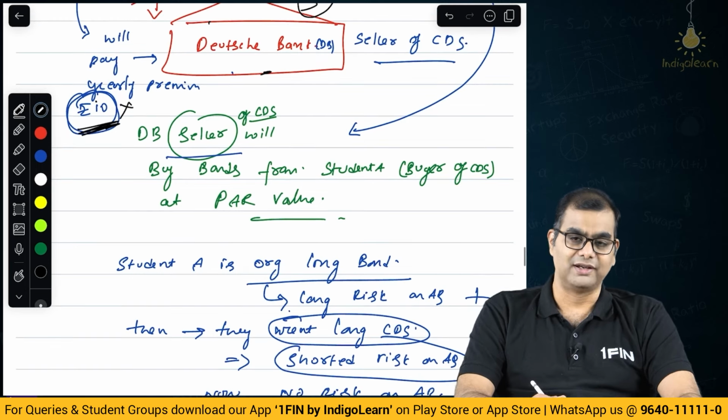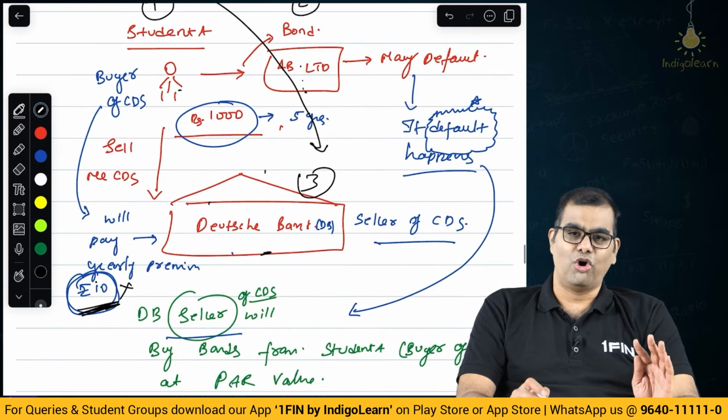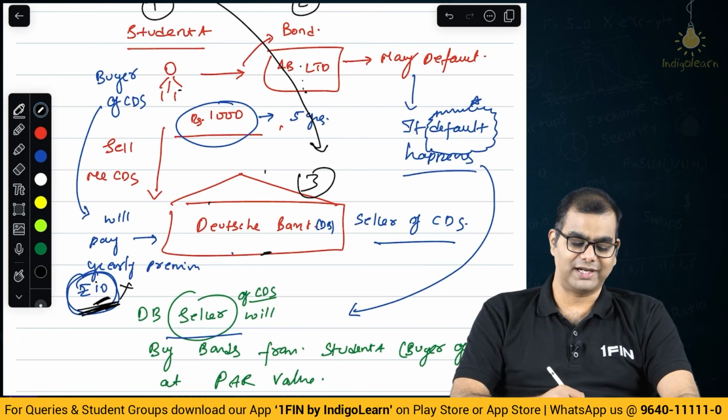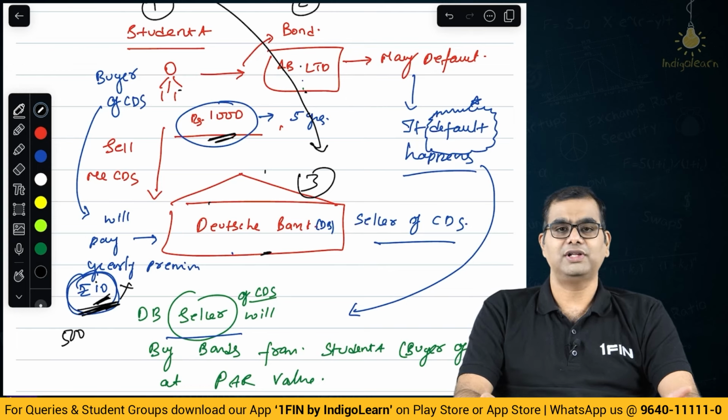Same logic applies here. If AB Limited is a known chor, a known defaulter, a known thief, then Deutsche Bank will say, what, 10 rupees? Man, 1000 rupees loan, if I have to insure you, I will charge 500 rupees as premium. No, then I cannot pay the premium. I don't pay. I don't sell you a CDS.